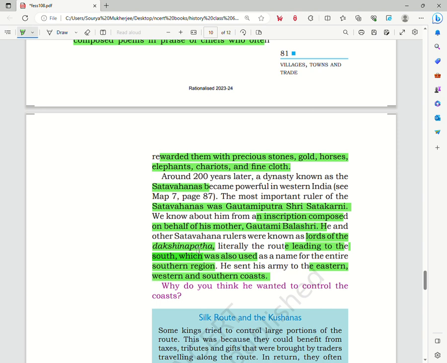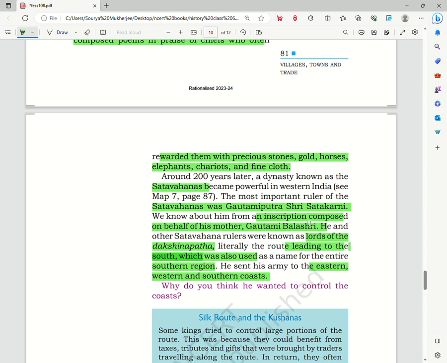So, in this part, we learn about the kingdom of the Satavahanas. They were a powerful kingdom in western India, and their most important, famous ruler was Gautamiputra Sri Satakarni. As his name is based on his mother's name, Gautami Balashri, naturally his name is Gautamiputra, meaning son of Gautami, Sri Satakarni. He was the most important ruler of the Satavahanas, and we know about him from an inscription that was written on behalf of his mother, Gautami Balashri.